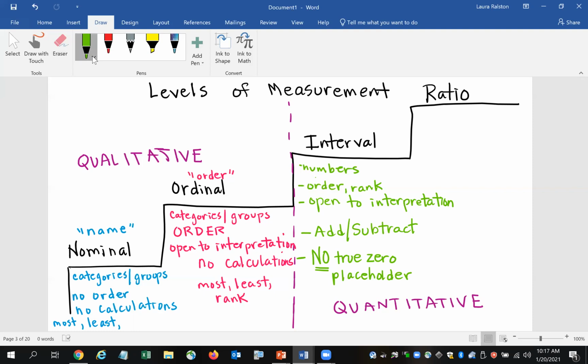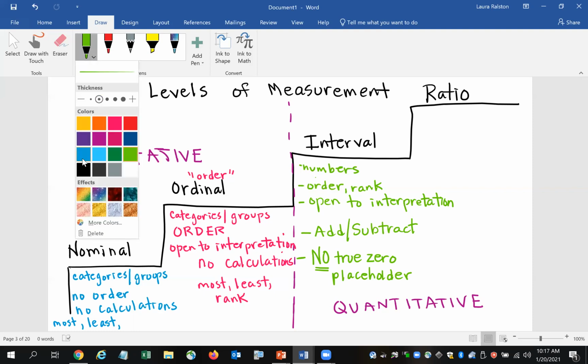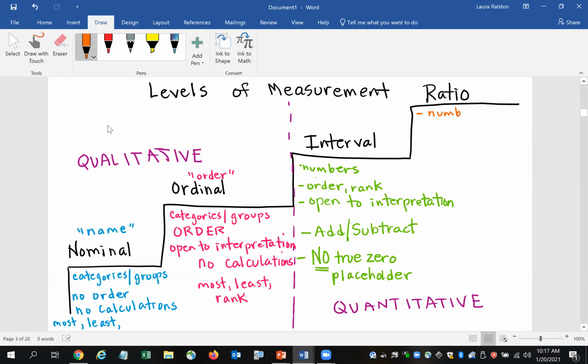Okay, then at the ratio level, the last level, which is ratio, let's see. Again, we still have numbers because it's going to be quantitative data. You can still have that sense of order or rank, but now we can begin to measure those differences between them. Again, at this point, you can add and subtract. There's not much interpretation left here. You can also multiply and divide at the ratio level.